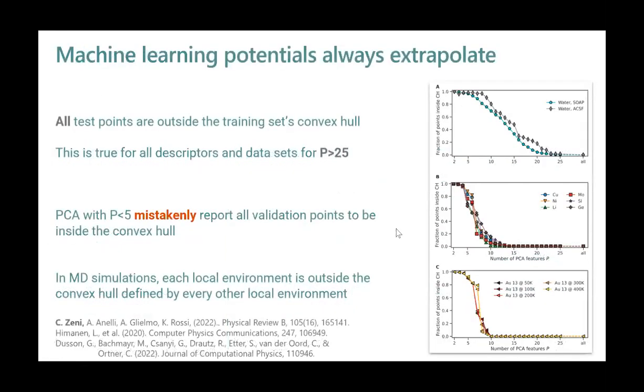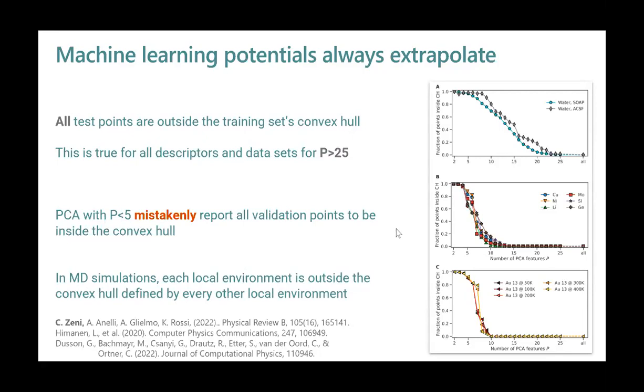So, the first observation is that machine learning potentials always extrapolate. There's no way around it. When you compute the convex hull on the full descriptor, all of the points in the test set are inevitably outside of the convex hull defined by the training set. This happens always, no matter what, no matter where. Well, this is true, but also kind of trivial when you go to such high dimensions. It's just a geometrical feature.